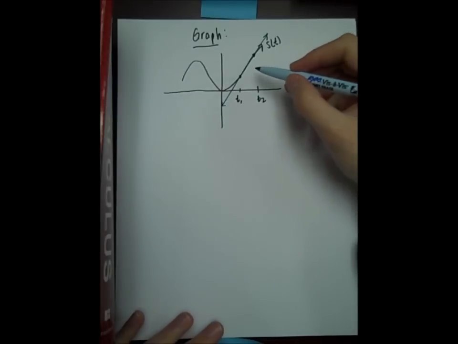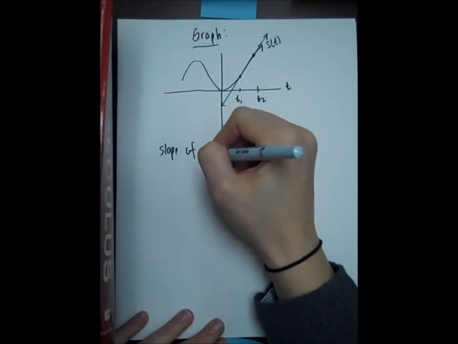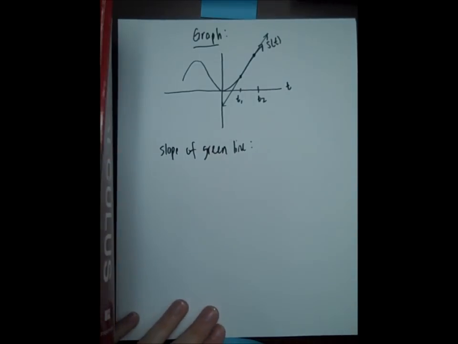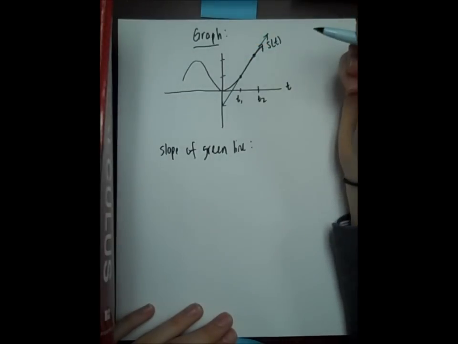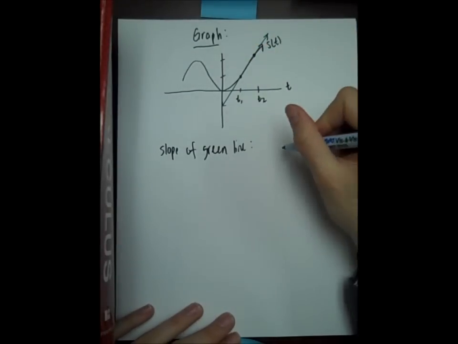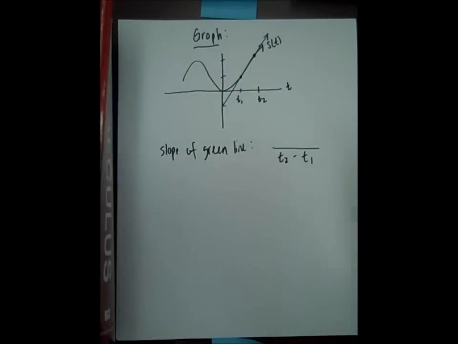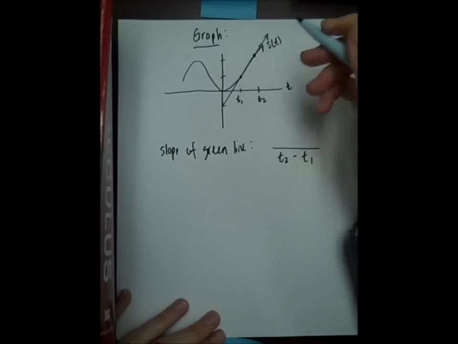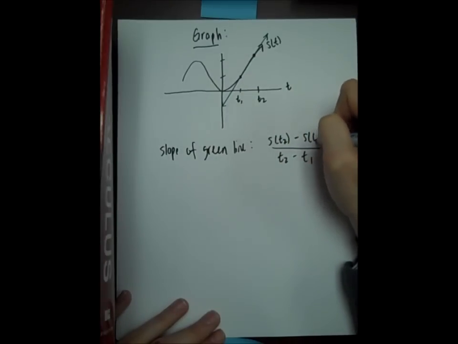So let's think about this. What's the slope of the green line? So the green line that I just drew, what's the slope of that line? Well, the slope of any line is the change in your y's over the change in your x's. Well, I know the change in my x's. That's just t2 minus t1. What about the change in my y's? Well, it's going to be the function value at t2 subtracting the function value at t1. So that is s of t2 minus s of t1.